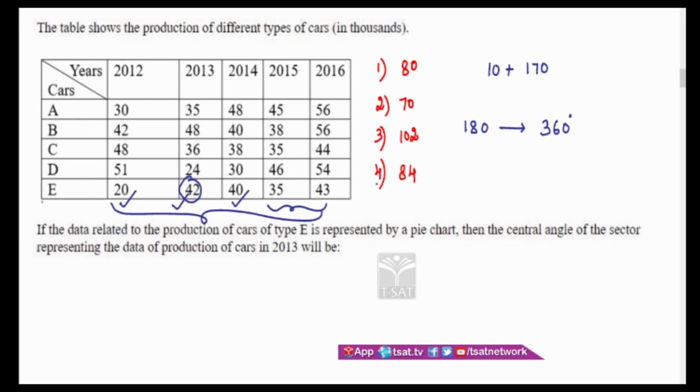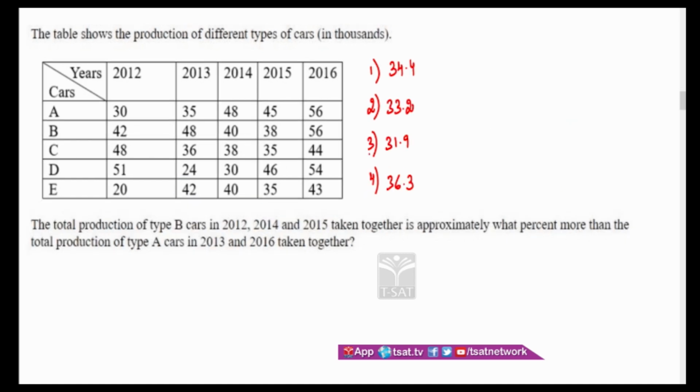Now 2013 is only 42. Therefore 42,000. If 180 into 2 is 360, then 42 into 2 is 84 degrees. So it represents 84 degrees there. So the answer is 84. Look at the next one.